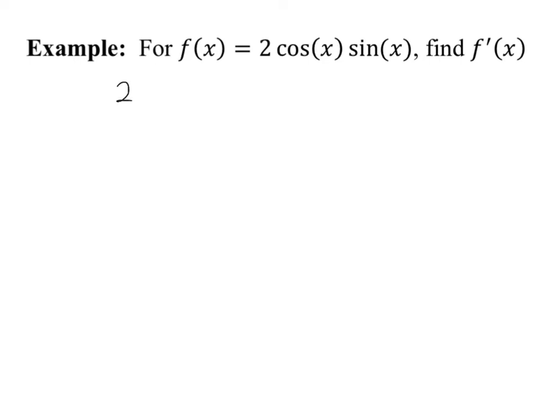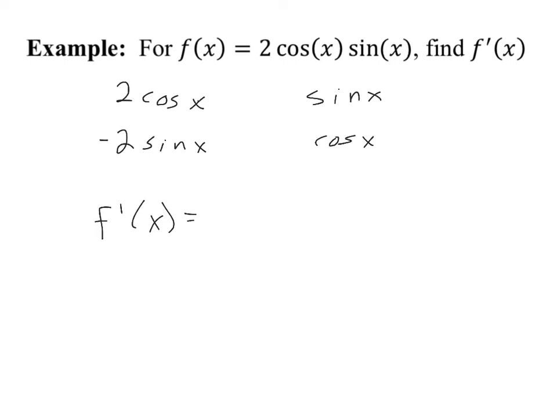We see that the first function here is 2 cosine x, and the second function is sine x. Taking these derivatives, I get negative 2 sine x, and I get cosine x. So then, unsurprisingly, to do the derivative here, we use the product rule. I'm going to do the derivative of the first function times the second function.